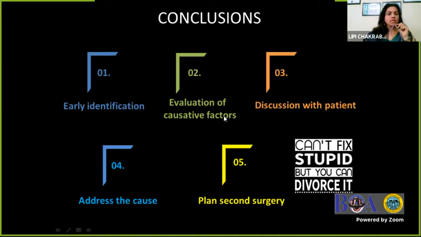So to conclude, we need to early identify that the bleb is failing. So early identification is important. Second, we need to evaluate the causative factors. Third, we need to discuss the case with the patient, address the cause by a combination of procedures just discussed. And then finally, we need to plan the divorce, go for a second surgery, whether trabeculectomy again, or a valve implant, or NPDS. I think that will be discussed by the next speaker.